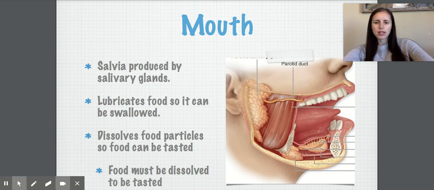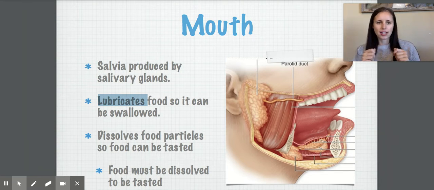Salivary glands release saliva, and saliva lubricates food so it can be swallowed. You actually can't swallow food if you don't have any saliva in your mouth. If you eat a bunch of crackers and get a really dry mouth and then try to swallow more crackers, you just get cracker crumbs flying out of your mouth. So you actually have to have saliva in order to be able to swallow food.